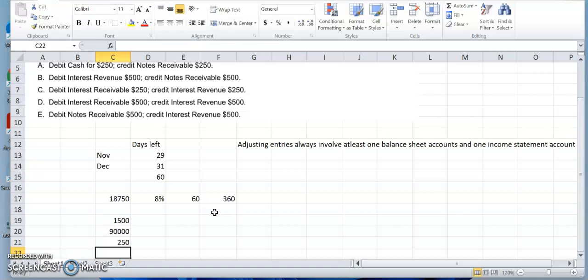Remember, in adjusting entries, one balance sheet account and one income statement account are always going to be involved. Interest receivable is our balance sheet account. Interest revenue is our income statement account.